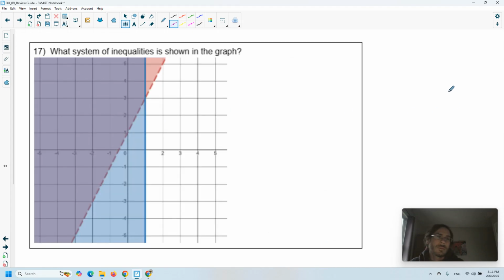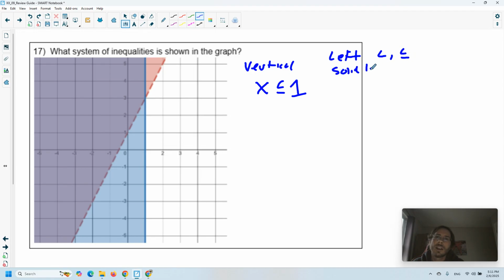All right. 17, what system is shown in the graph? So the blue one looks like it's going to be easier because it's a vertical line. So we know vertical lines are just going to be x, and then it's to the left and solid, and it's at 1. So remember, because it's left is going to be either less than or equal to. And since it's a solid line, it's going to be less than or equal to or greater than or equal to. The one that we pick is the one that's the same in both.